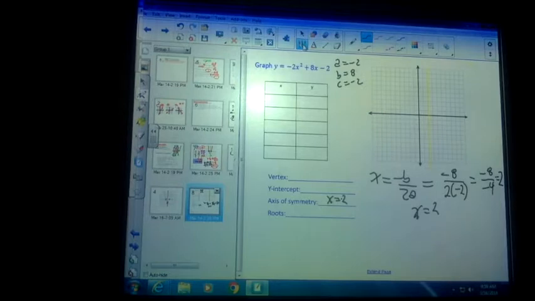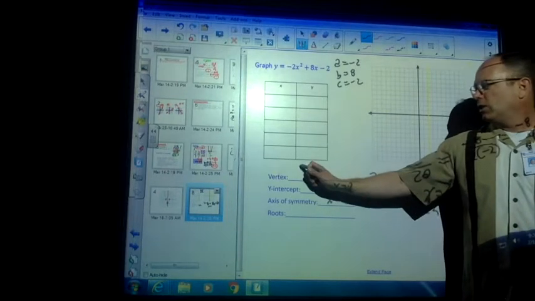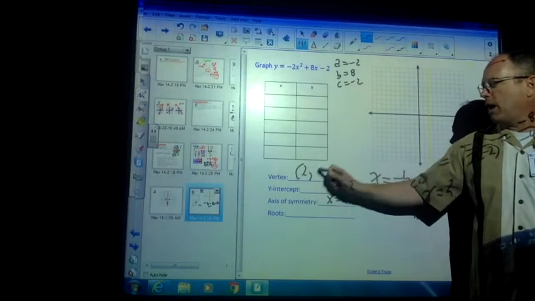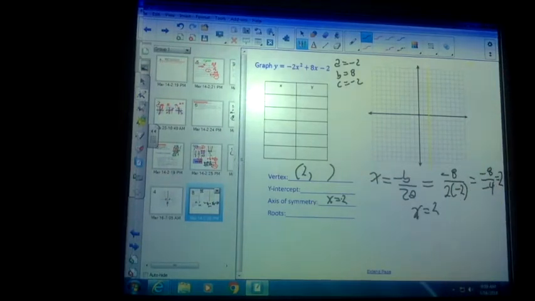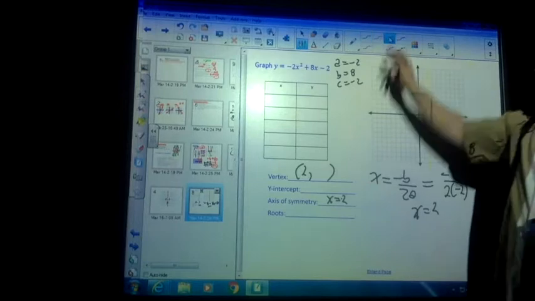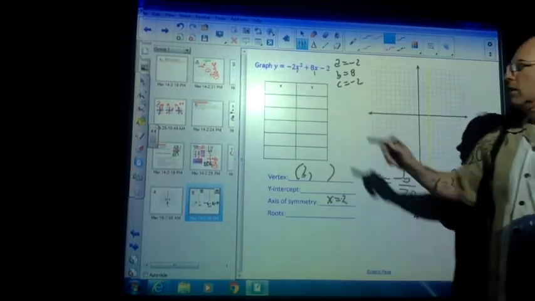Where does it start going? Into the x of the what? Not the equation, the vertex. So I get 2 comma. I now need to figure out the y component. All right? So this is an x value. I'm going to take this x value and plug it in there and there.